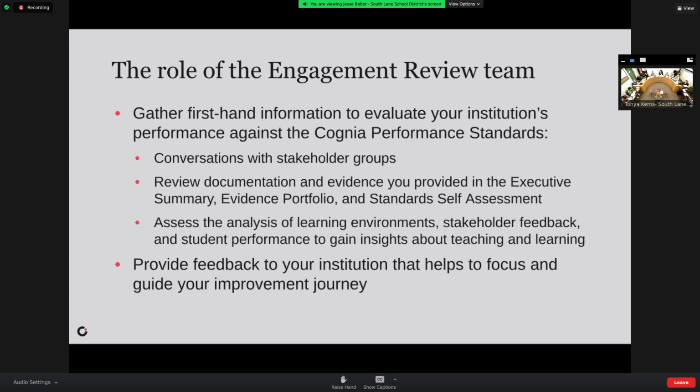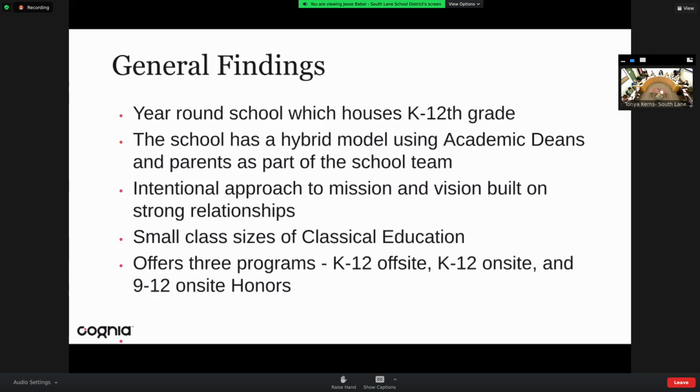And accreditation is really just about continuous improvement. So yeah, it's great you're doing this, this, and this, but how can you improve? What are you going to do in the future? How are you going to be better? The next slide is just really their overall findings. Yes, we're a K through 12. Yes, we're a hybrid model. We really do have an intentional mission and vision, strong relationships with our partners. We do enjoy small class sizes. We're focused on classical education, and we have three programs: our foundations, our preparatory, and our honors. Next slide.